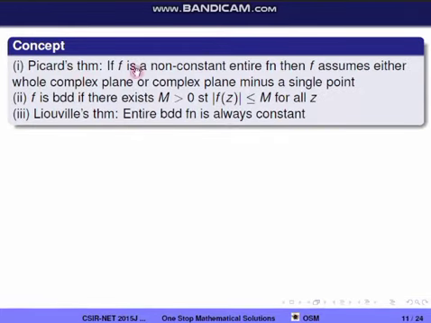Picard's theorem: if f is a non-constant entire function, then f assumes either the whole complex plane or the complex plane minus a single point. If f omits more than one point, then f will be a constant entire function. f is bounded if there exists m greater than 0 such that |f(z)| is less than or equal to m for all z. Liouville's theorem states that an entire bounded function is always constant. So now we'll check the options one by one.